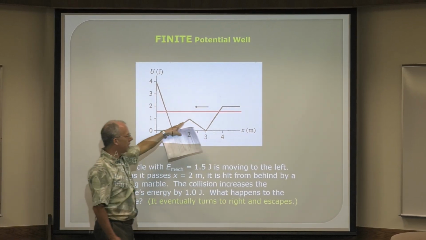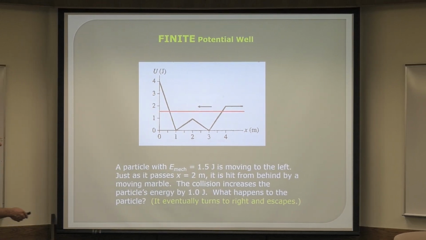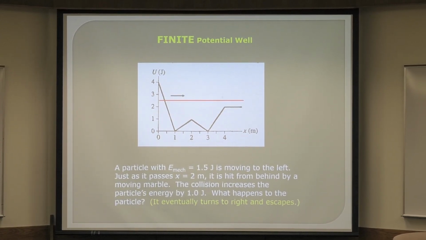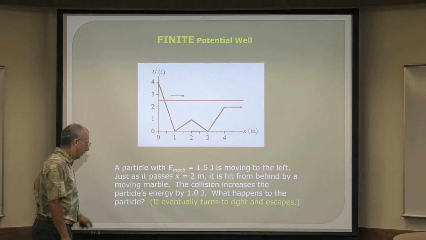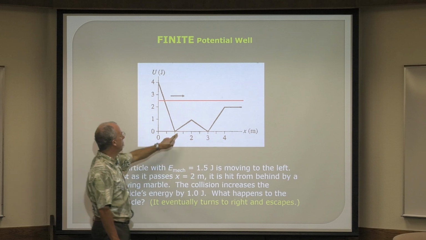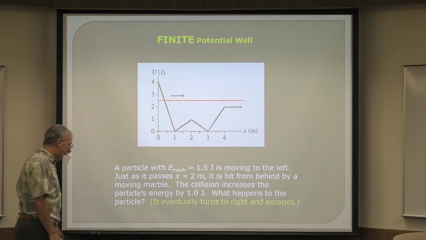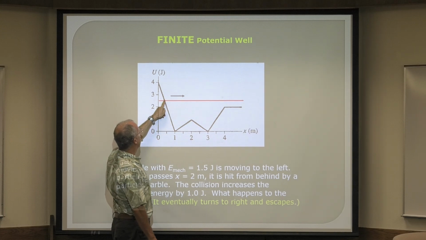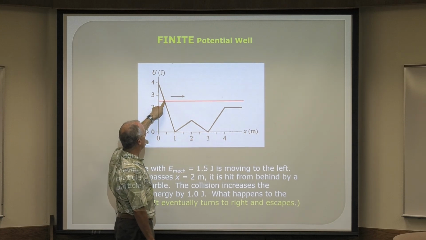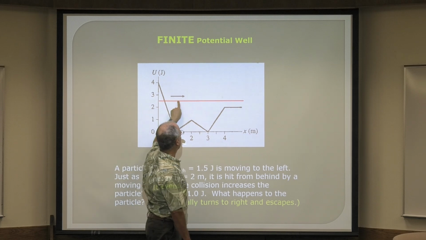Just as it passes x equals 2, it's hit from behind by a moving marble. The collision increases the particle's energy by 1 joule. So now you're at 2.5. What happens to the particle? Well, it's going to keep going to the left. Then it's going to hit this where the kinetic energy is 0. Then it's going to bounce, reflect, and go here.